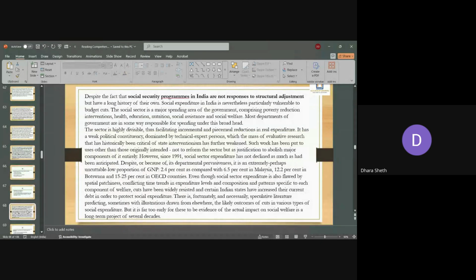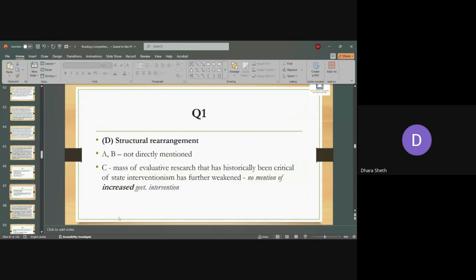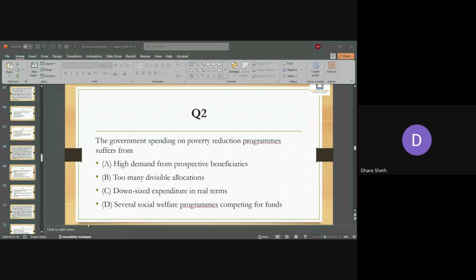And the answer D can be found right in the first statement: despite the fact that social security programs in India are not responses to structural adjustment, but have a long history of their own. Clear? For those who thought that probably C is the answer? Yep. Okay. Next. Question number 2. I'll give you 1 minute to read the question, options, and find the answer.